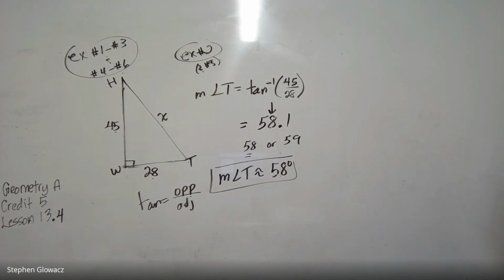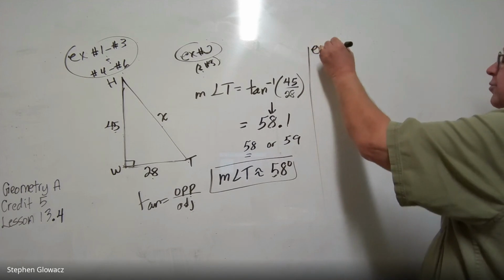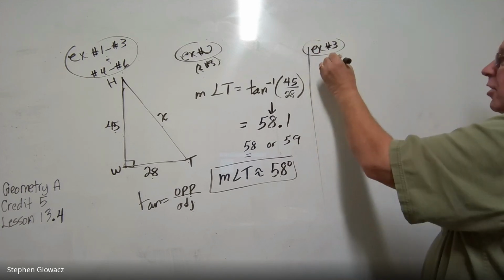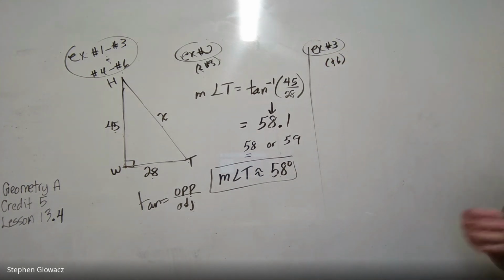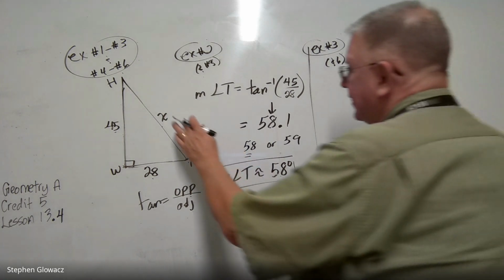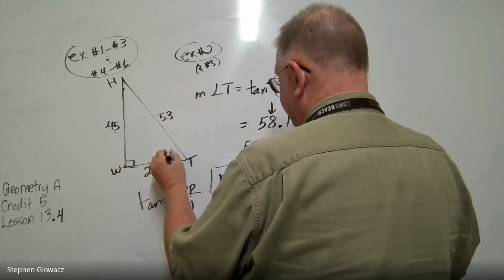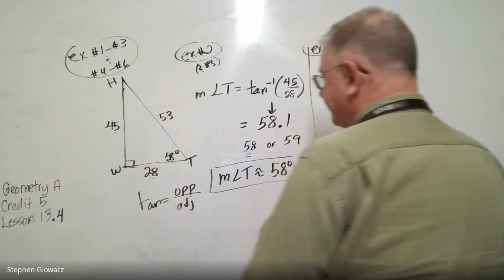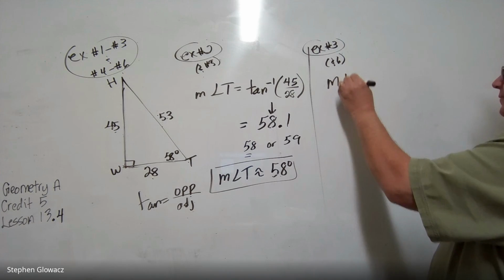All right, so now we've got room here. So here's our example for problem number 3, and this will also help you with problem number 6. So the last thing, let's put the information we found here. We found that HT is 53. We know that angle T is approximately 58 degrees. So now we need to find the measure of angle H.